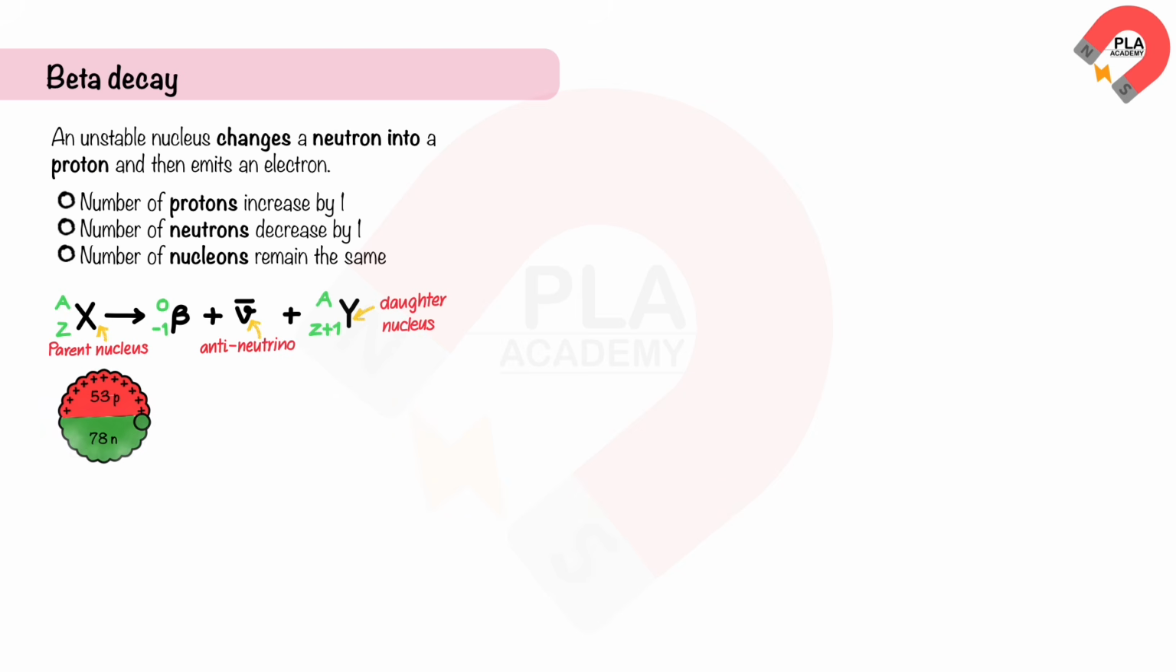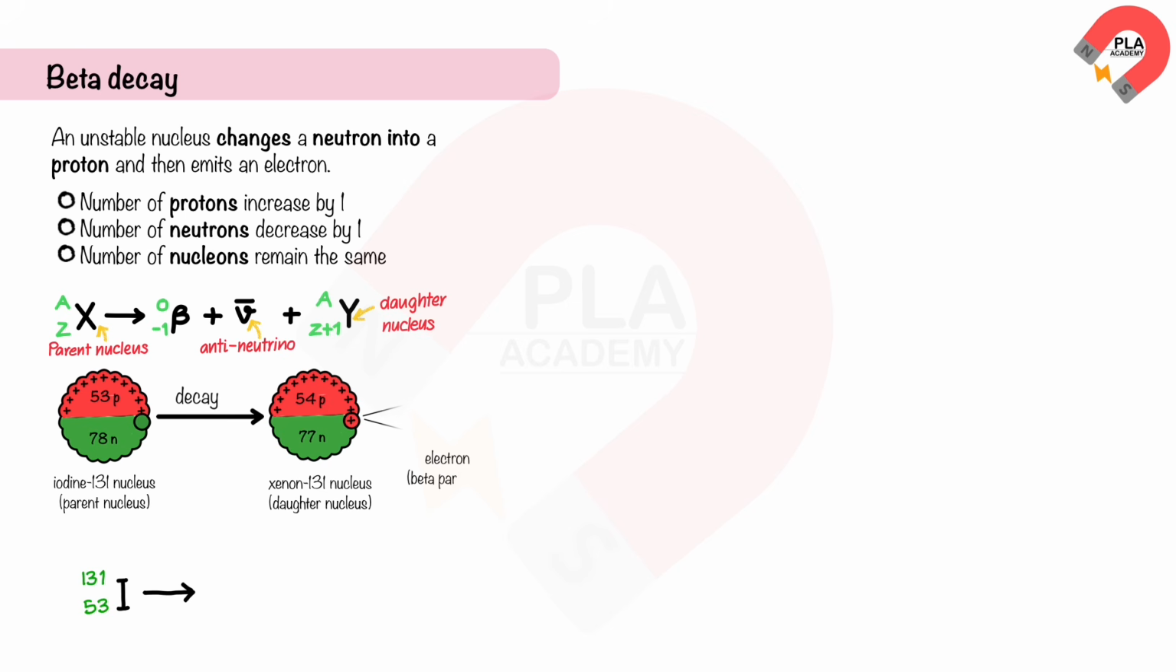For example, an unstable iodine nucleus with 131 nucleons, 53 protons, and 78 neutrons, when it undergoes beta decay, emitting a beta particle and an antineutrino, transforms into a xenon nucleus with 131 nucleons, 54 protons, and 77 neutrons.